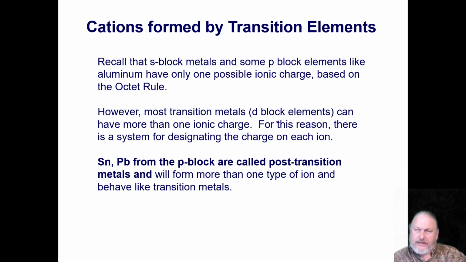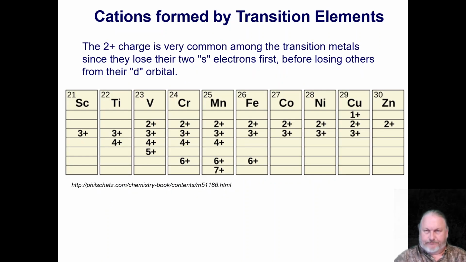Now there are some of the P blocks, which we call the post-transition metals, metals that are after the D block, and that's why we call them post-transition metals. Think tin, lead. You would think those would be metals, and they are. They can also form more than one type of ion, and they do behave like transition metals, mainly because they have that D block to put and take away electrons from.